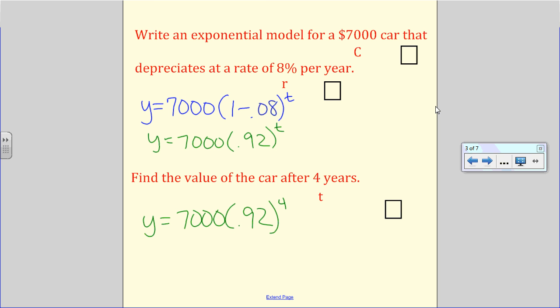Okay. Try the 0.92 because that's 1 minus. What that means, guys, if I'm losing 8% each year, does it make sense that I only have 92% of the car left? Oh, sure.